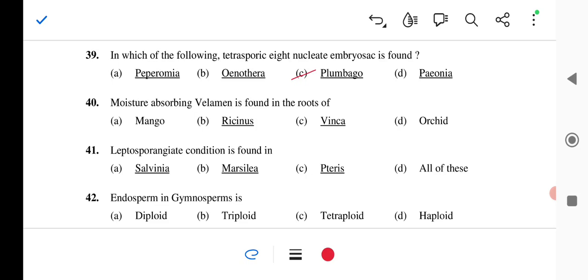Next is moisture absorbing velamen is found in the roots of orchids. Velamen is found in the orchids, very important. Next is leptosporangiate condition is found in. It is found in Salvinia, Marsilia, Teres, and all of these. Next is endosperm in gymnosperm is. So in gymnosperm it is haploid, but in angiosperm it is triploid.